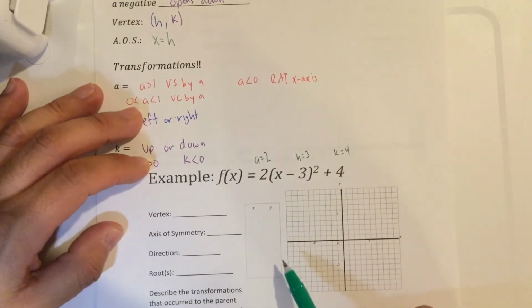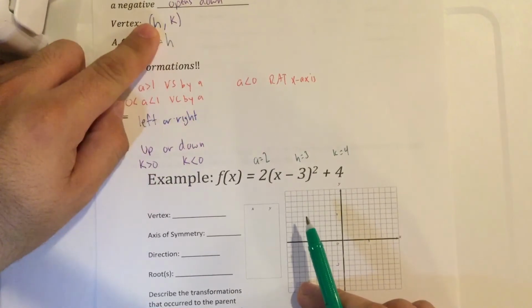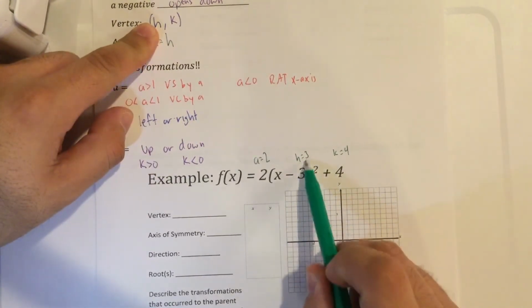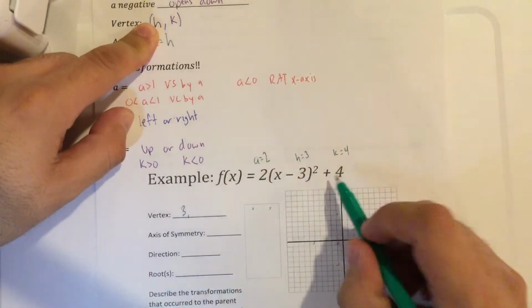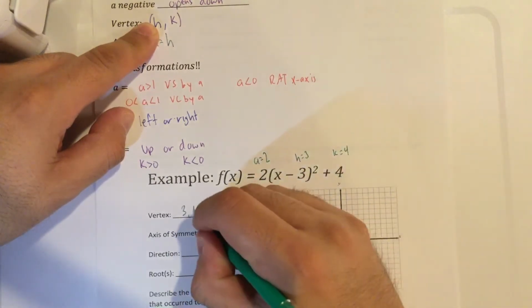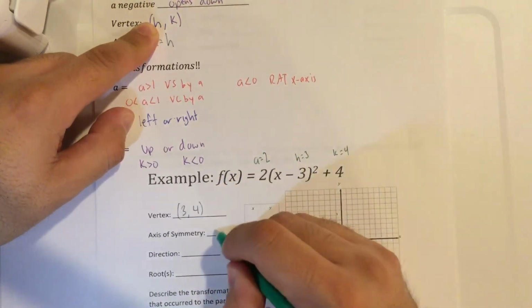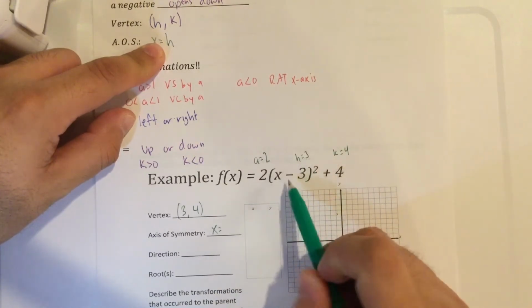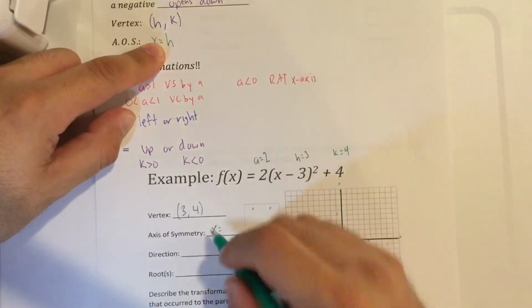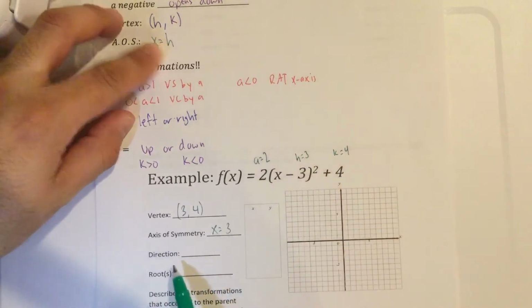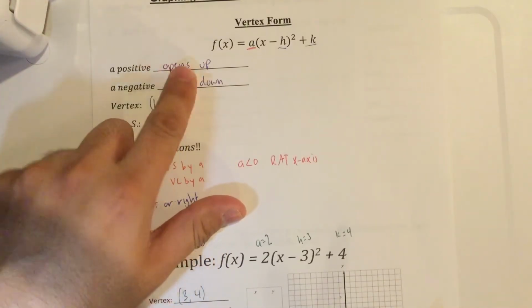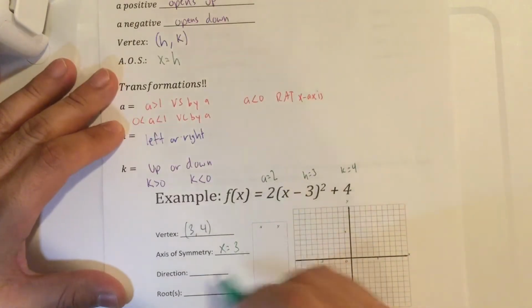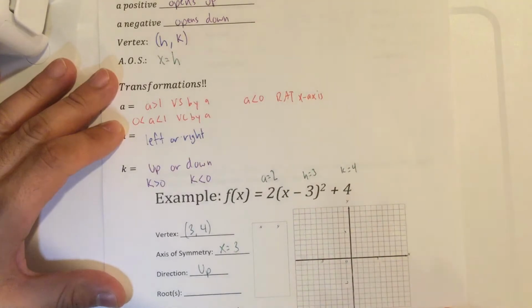All right, for my vertex, we see that it is h comma k. So h, opposite of that, is 3, comma k is positive 4. For my axis of symmetry, x is equal to h, so x is equal to 3. You could just take that equal to 0 and solve it, so x equals 3. Now for my direction, it's either going to be up or down. If a is positive, it goes up. If a is negative, it opens down. In this case, a is a positive 2, so we know it opens up.